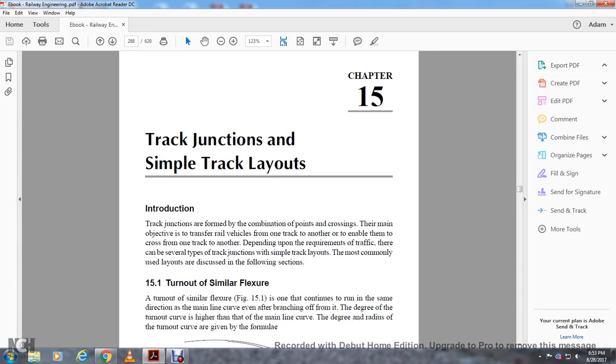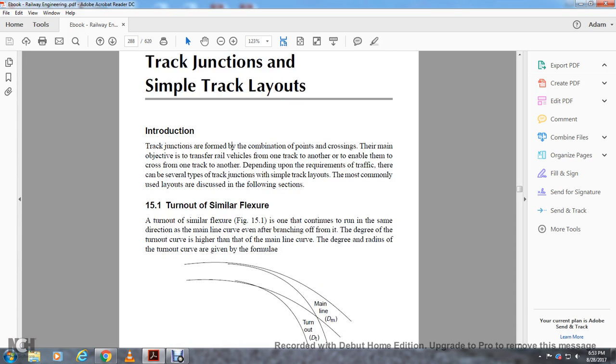Turnout of similar flexure. The turnout of similar flexure is one that continues to run in the same direction as the mainline curve after branching off. The degree of the turnout curve is higher than the mainline curve, and the radius of the turnout curve is given by a formula.